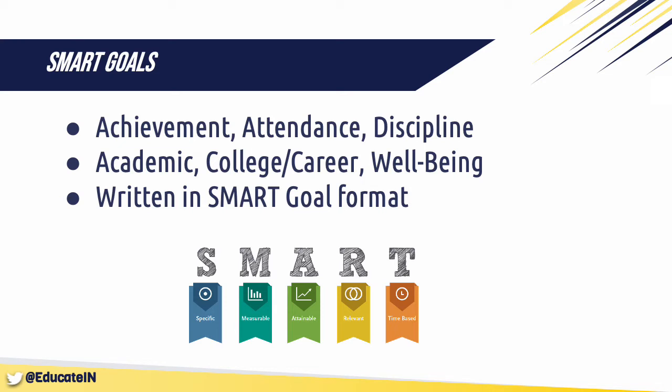As you recall, annual student outcome goals are centered around the outcome data, and outcome data is achievement, attendance, or discipline data. Remember that you should also make sure your goals cover academic development, college and career readiness, and student well-being. Student outcome goals are written in SMART goal format. They are specific, measurable, attainable, relevant, and time-bound.